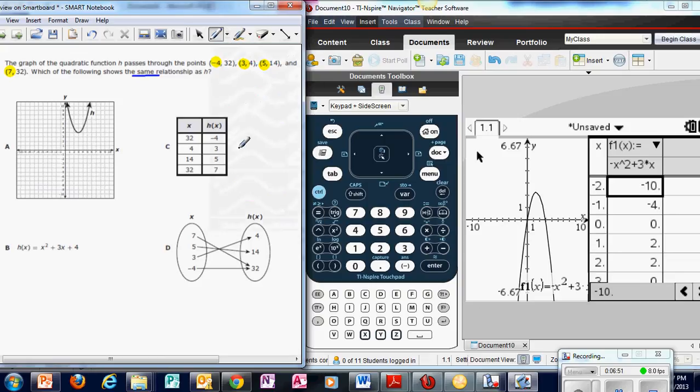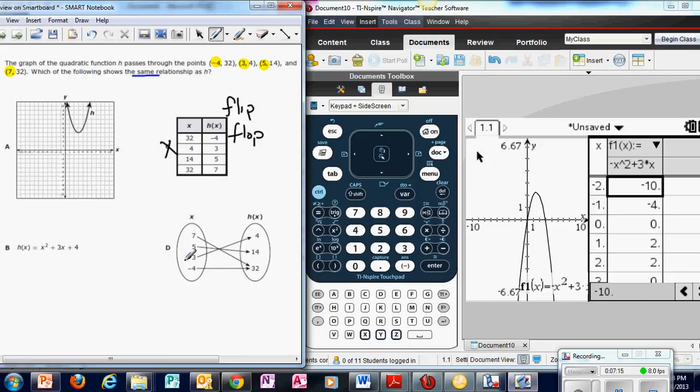Then I'm going to look at the table, because right off the bat I can see, well, something stands out to me. If these are x values I highlighted, why aren't they under the x column? They're all listed under the dependent, that h of x. So I can see right here, these are all flip-flopped. So that's why answer choice C is automatically wrong.